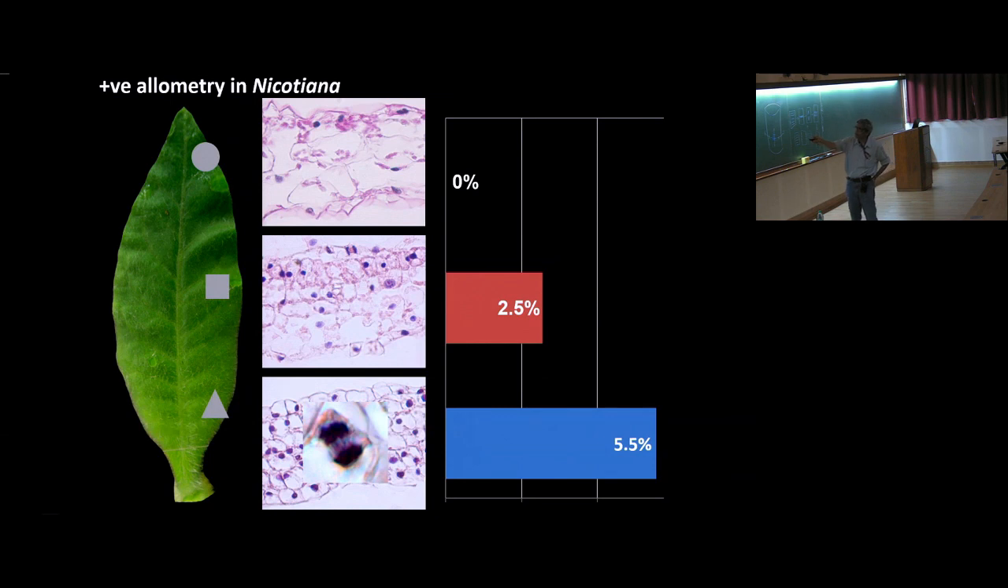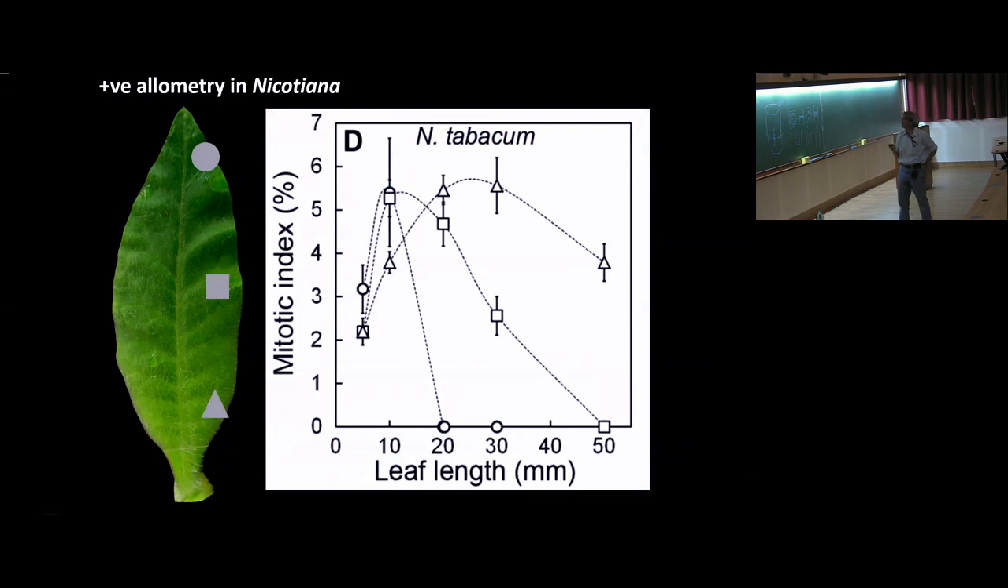Again, this is at a frozen state, at one stage. If you measure the mitotic index in these three places along the proximal-distal axis at every developmental stage and plot them, this is what they look like. So this is the youngest leaf and this is the oldest leaf. And this is the mitotic index here at the tip, which drops much earlier, and then is zero here. And this is the base, which continues for a longer time.